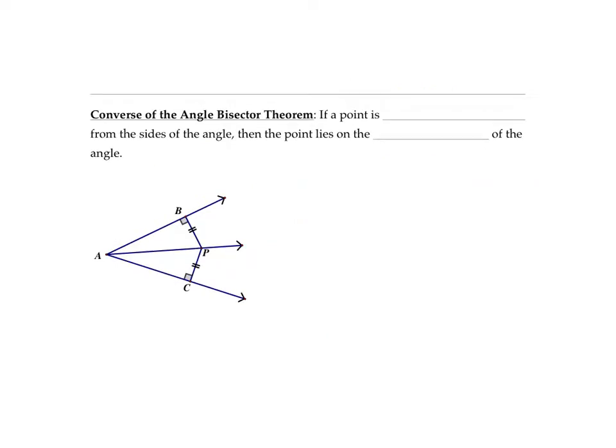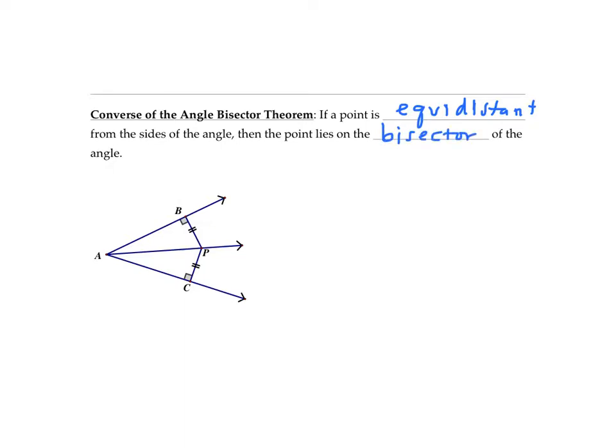Our second and last theorem for today is the converse of the angle bisector theorem. So remember, when we write the converse of a theorem, we interchange the if and the then, or we interchange the hypothesis and the conclusion. So in this case, if a point is equidistant from the sides of the angle, then the point lies on the bisector of the angle.